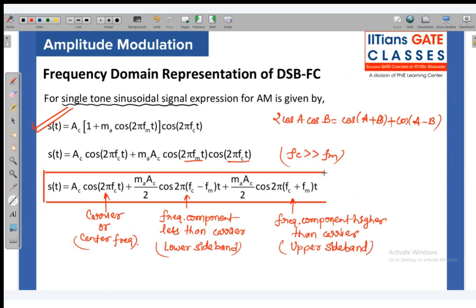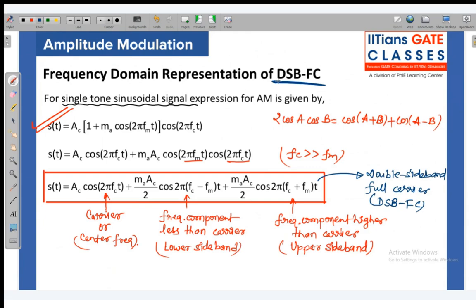Whenever you talk about amplitude modulation, it is basically two sidebands: double sideband, full carrier. That is known as DSBFC, double sideband full carrier. How are we getting two sidebands? Is it clear to all of you?